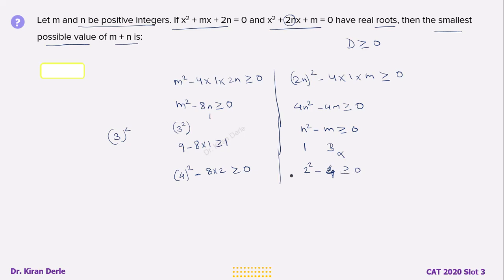Pretty much these are the minimum possible values of m and n. The minimum possible m is 4, the minimum possible n is 2, so the smallest possible value you have to type in the box is 6. I hope you understood this point. Very interesting question. I hope this is clear, guys.